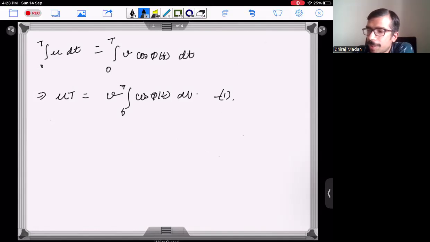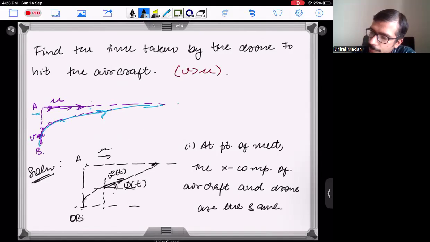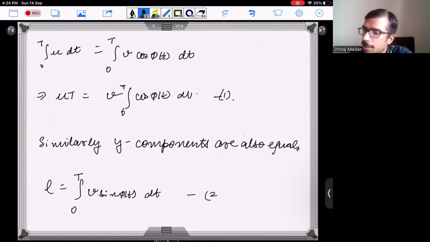Now I'm also going to equate the y components. Similarly, the y components are also the same. So how much are the y components? The y component of this aircraft is nothing but L, right? Let me keep my origin at the initial point of the drone. So this y component is L and it always remains the same. And how much is the y component of my drone? The y component of velocity is v sin phi, so the y component of the position is the integral from 0 to T of v sin phi(t) dt. So this is my second equation.